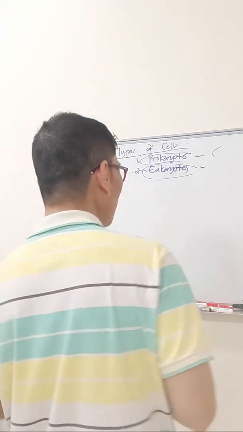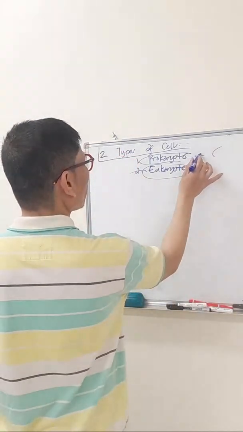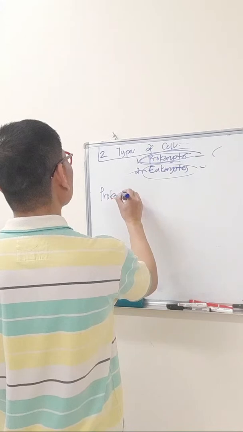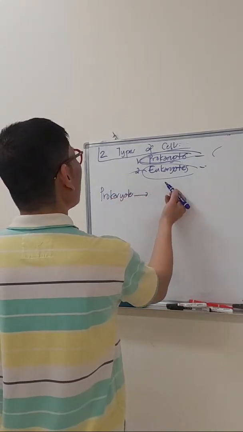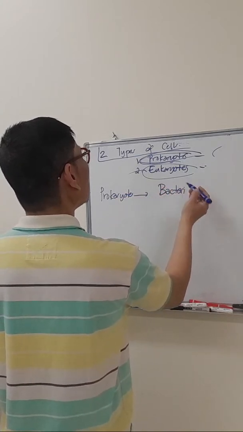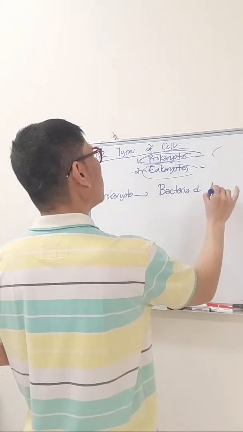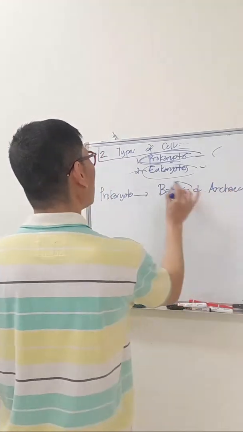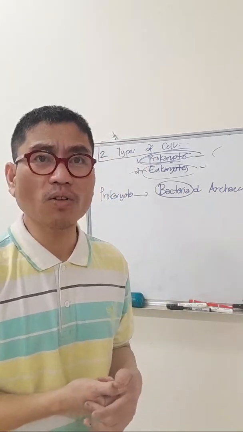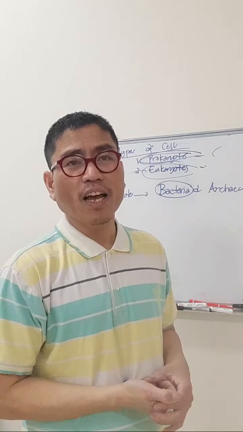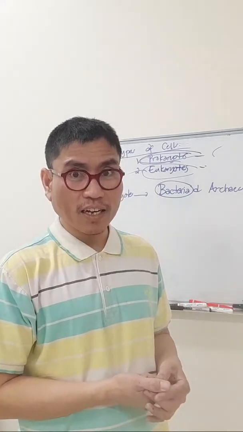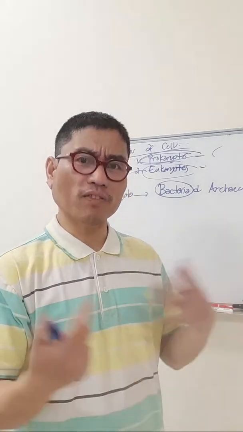Now, we go to the prokaryotes. Prokaryotes, guys, are composed of bacteria and Archaea. You are familiar with the bacteria, right? Bacteria is not only causing disease, it's also protecting us against infectious disease. Those bacteria protecting us against infectious disease are called good bacteria. So basically we have the good bacteria and the bad bacteria.